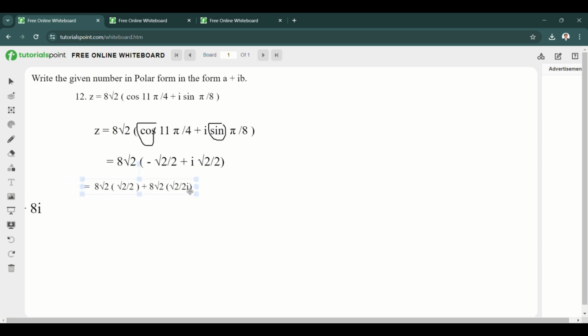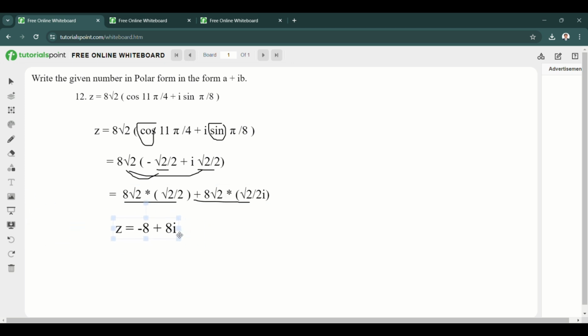Then by multiplying both of these terms by 8 square root of 2, we will have this equation. So multiplying both of them, we will have a value of z, which is negative 8 plus 8i.